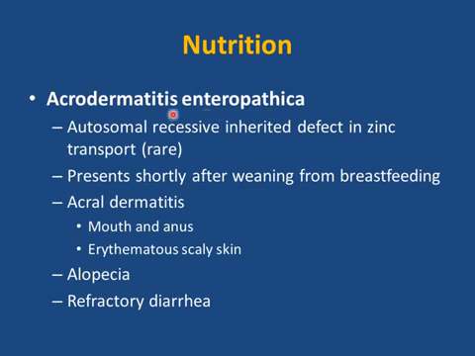Acrodermatitis enteropathica is an autosomal recessive inherited defect in zinc transport. It is very rare and presents shortly after weaning from breastfeeding. They present with erythematous scaly skin around the mouth and the anus, and it is well known as acral dermatitis. They also present with alopecia and refractory diarrhea.